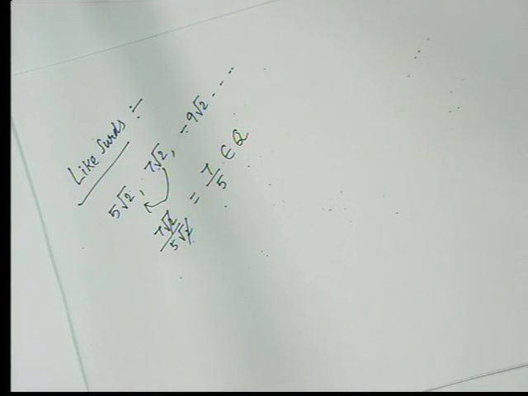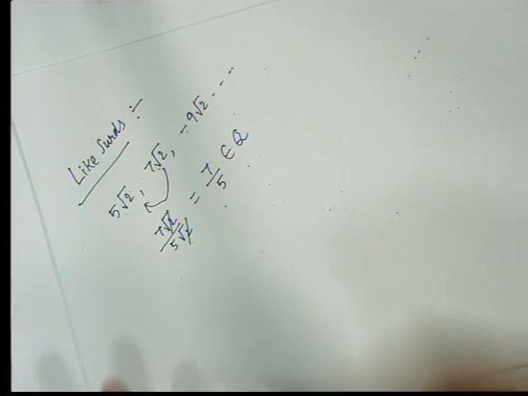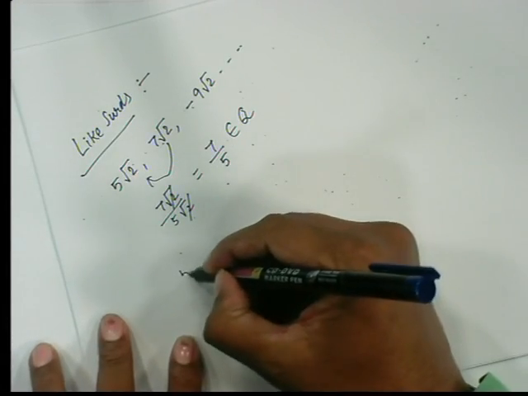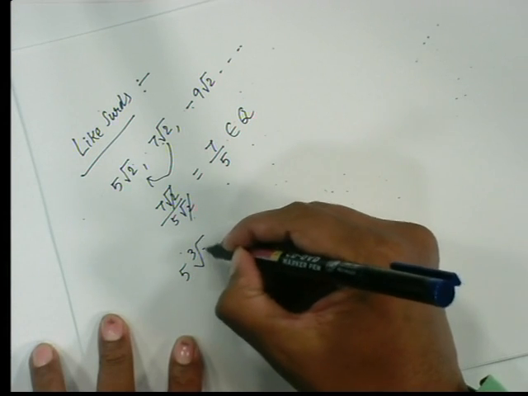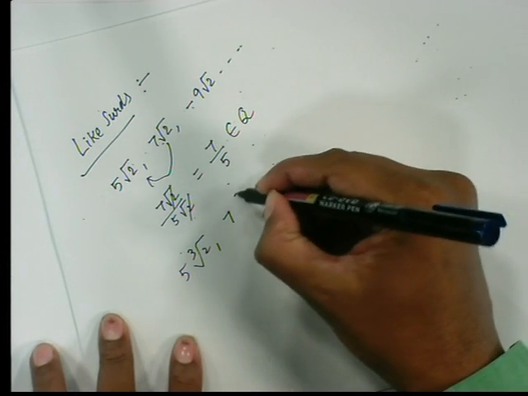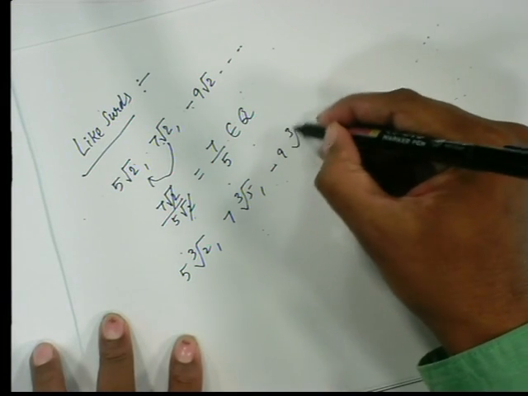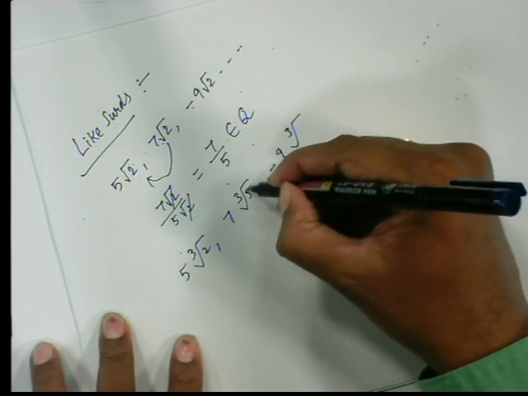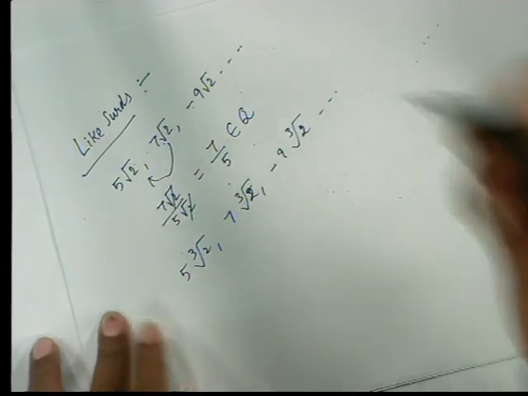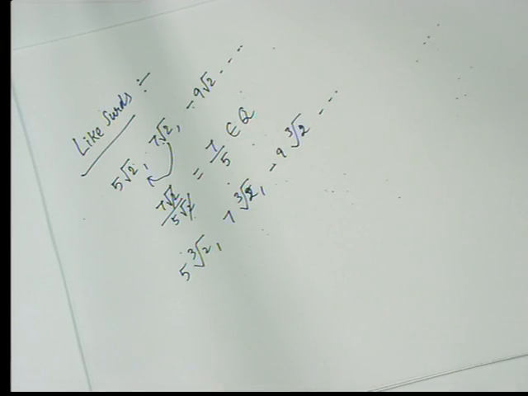Shall we give some more examples for like SURDS? Why not? That means 5 into cubed root 2, 7 into cubed root 5, minus 9 into cubed root 2, and so on. These are also like SURDS.